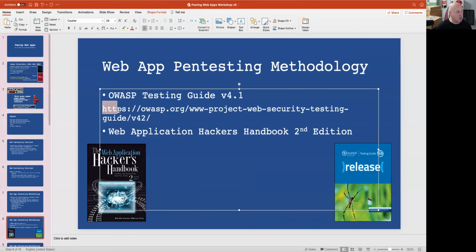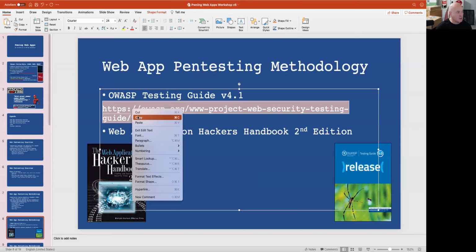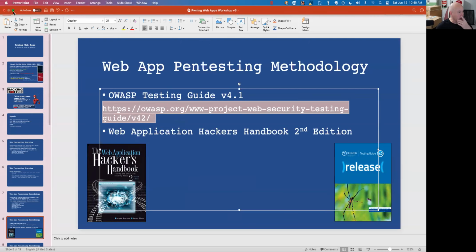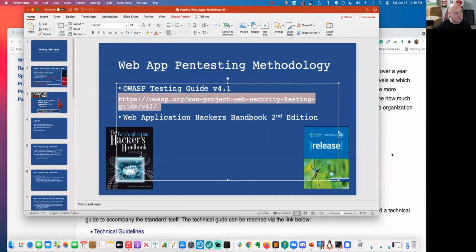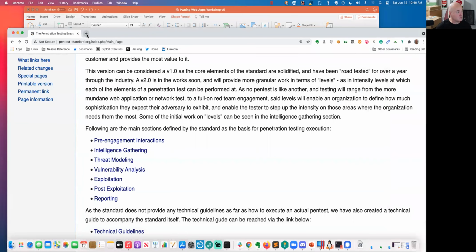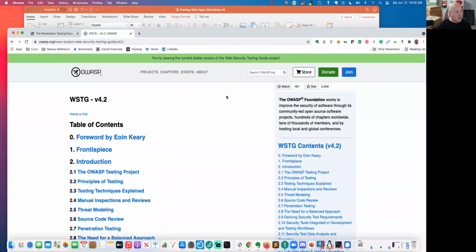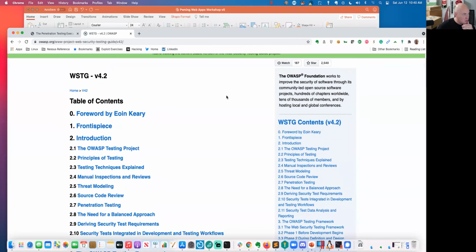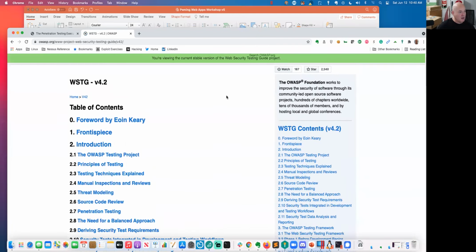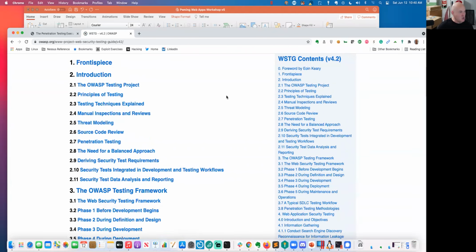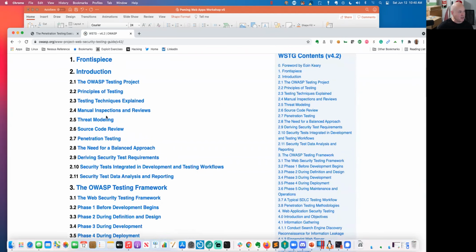And OWASP in general, the OWASP Top 10 is really good. You really want to check that out. And there's this OWASP website. You go through the OWASP Top 10, and then the Testing Guide goes through and shows you a lot of good information. They discuss threat modeling.